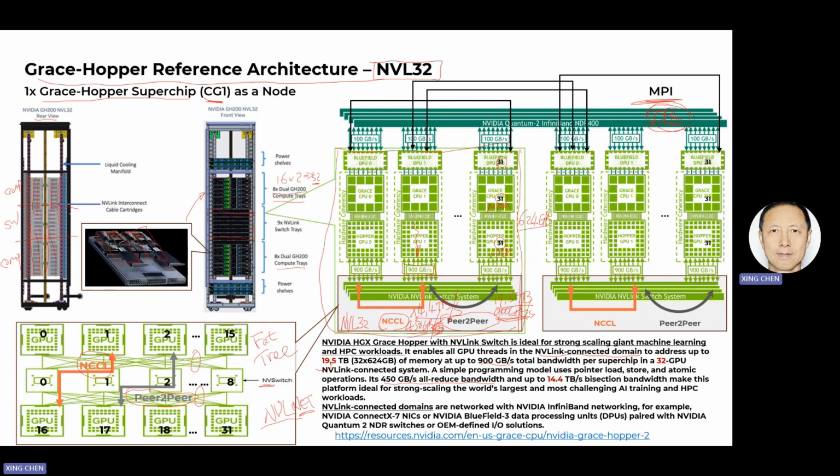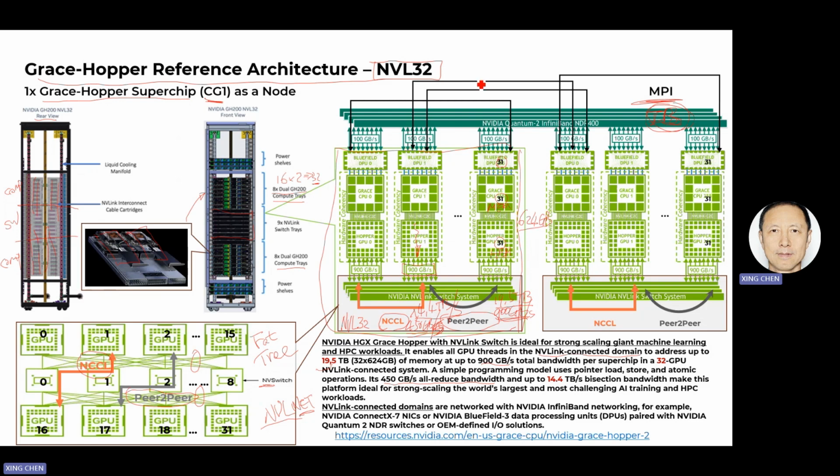This is not a must-have. Later on, we are going to come back to this point. The communication between the domains, and in between each domain, could be something else. It doesn't have to be MPI, but MPI is the most popular and the most promising one. Okay, this is NVL32.